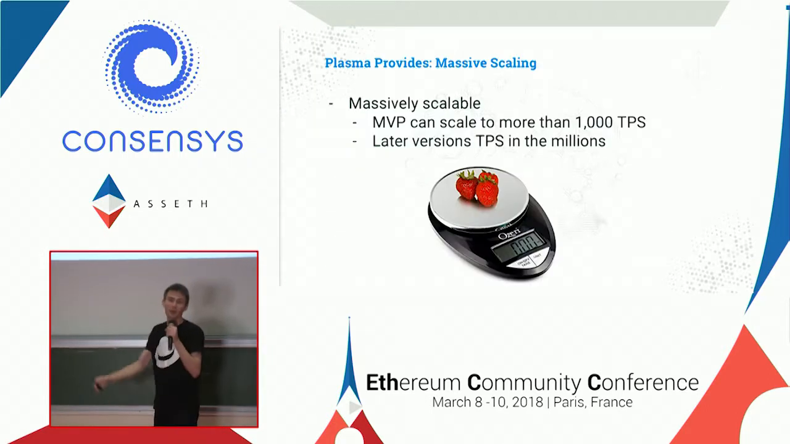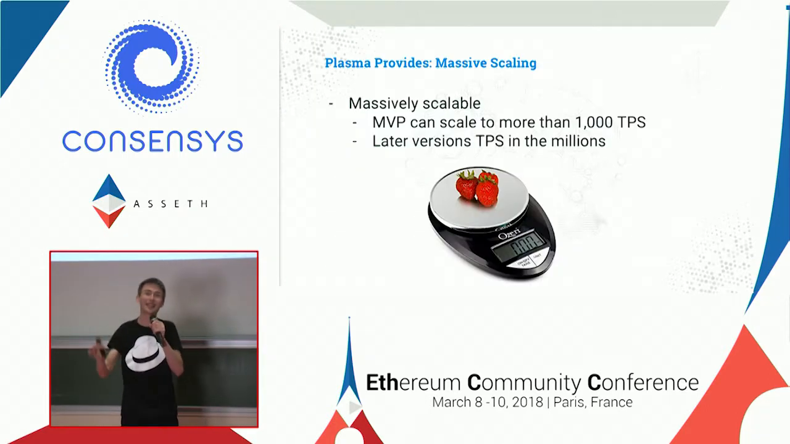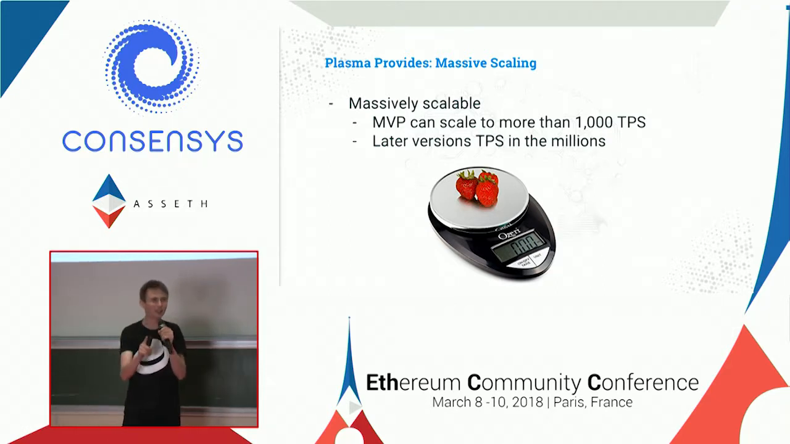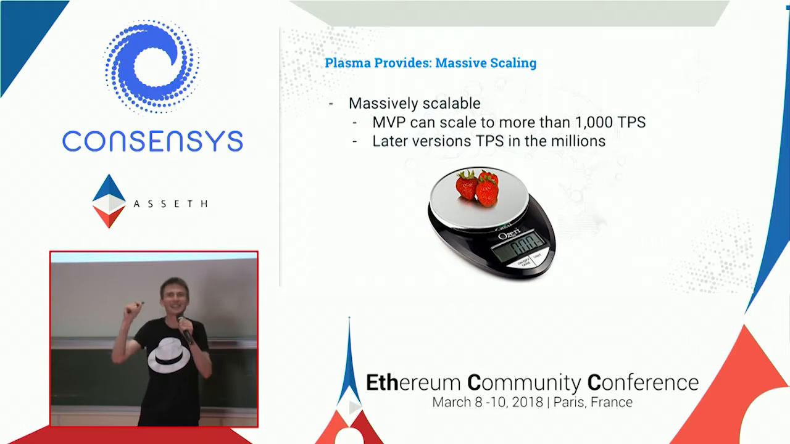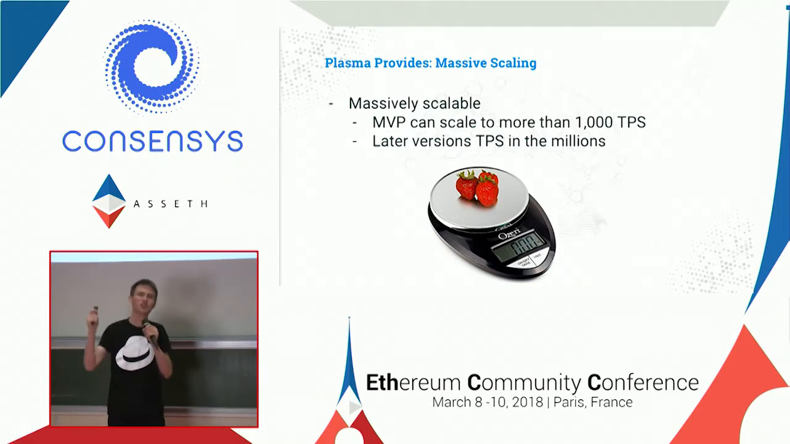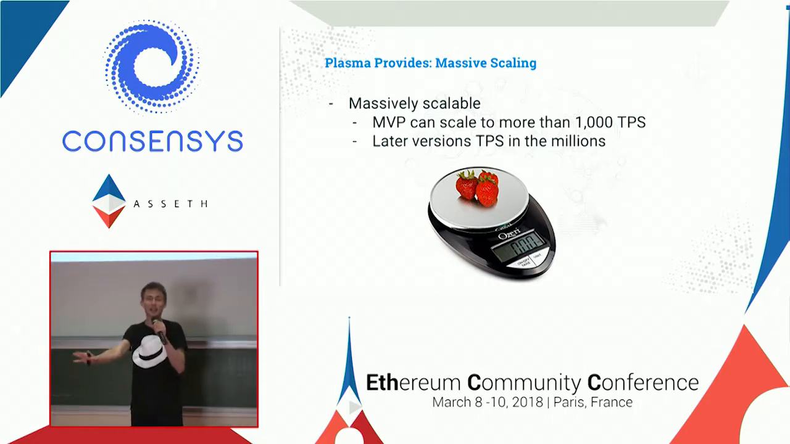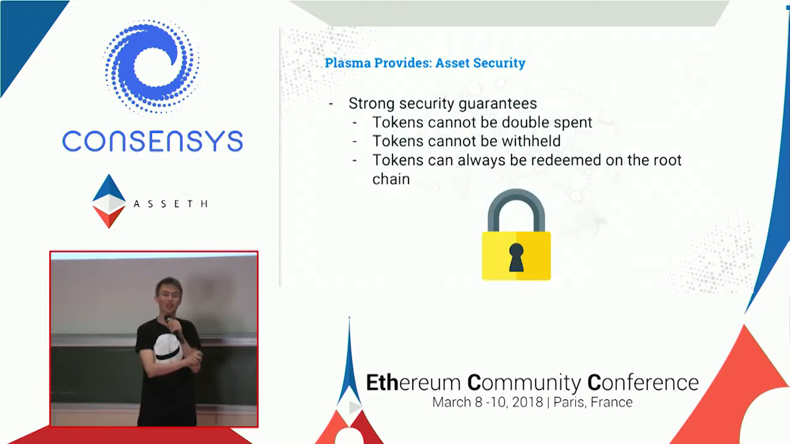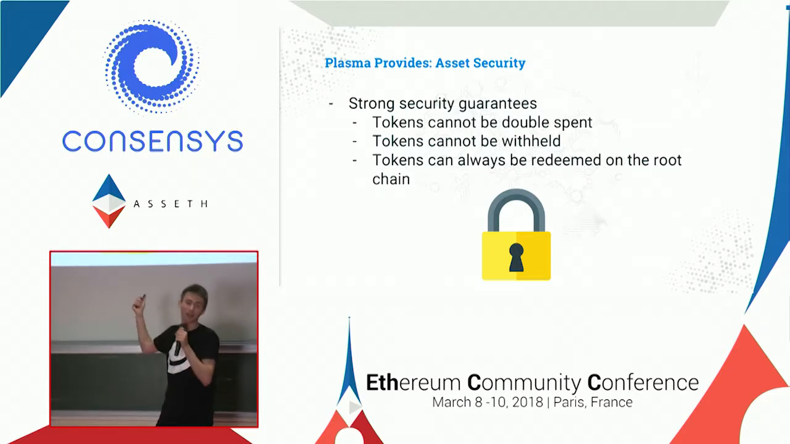So number one, minimum viable plasma, it's about scalability, right? We're trying to scale the blockchain, but it's not scalability at all costs. It's scalability while maintaining decentralization. So we want to make sure that the security of the plasma chain is as secure as the root chain, essentially. And if you have a plasma chain that is not as secure as the root chain, then it's not really a plasma chain. And these are the kinds of guarantees that we want to make sure.